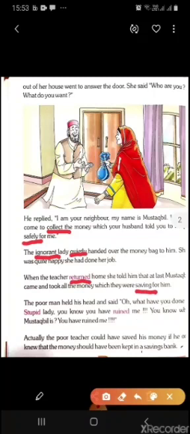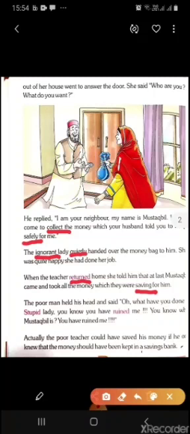Why did he say so? Because all the money that he was saving for his future was very easily given up to that cunning neighbor. He stole all the money from the teacher. Actually, the poor teacher could have saved his money if he only knew that the money should have been kept in a savings bank. Now, what could the teacher have done? He could have saved his money in a savings bank rather than giving it to his wife.